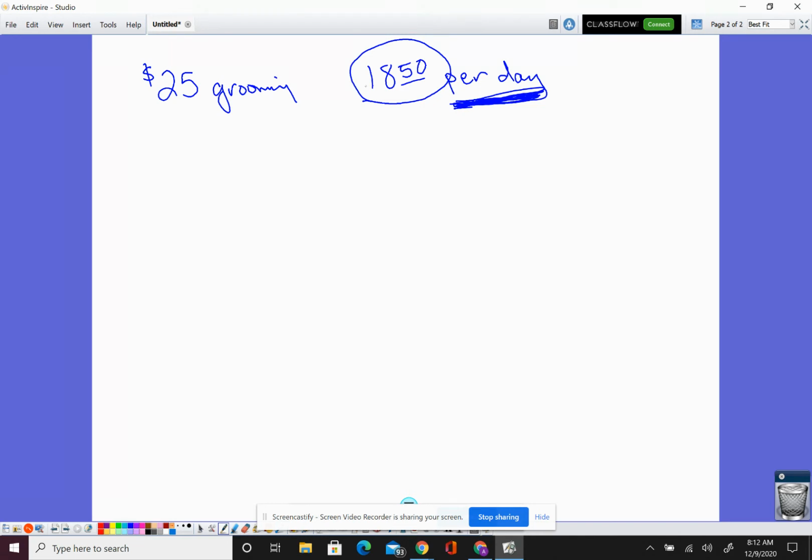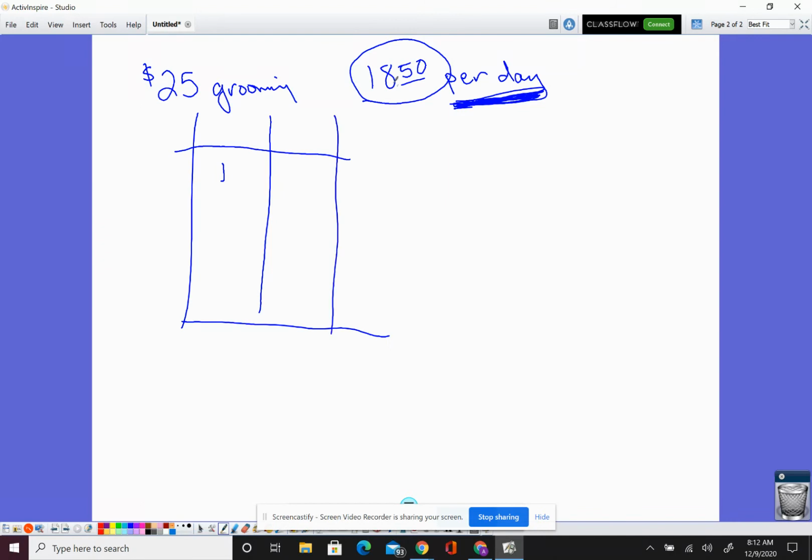So if a dog stays for 1 day, he's going to be charged the grooming fee, $25 plus the $18.50 per day. So he's going to be charged $43.50. For 2 days, we're going to add $18.50 to that, and it's going to become $62. 3 days, we're going to add $18.50 to that, and it's going to be $80.50, and so on.